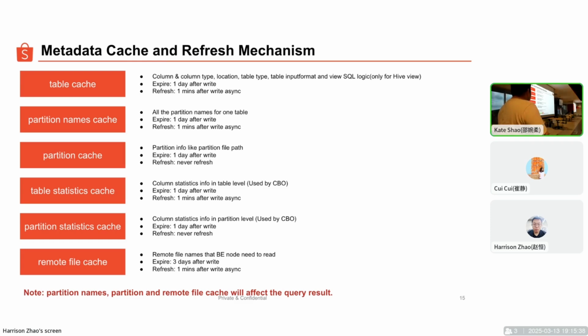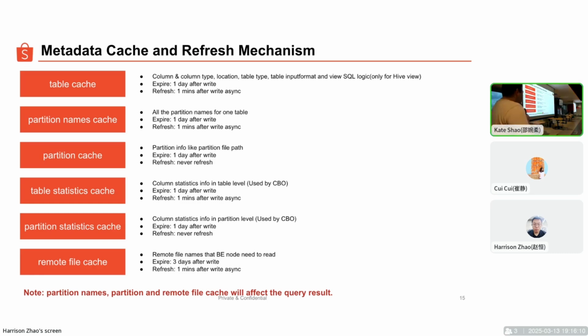The next will come to the expiry and the refresh mechanism. All the table-related caches will expire 1 day after the key is written. And as for the partition names and the table statistics cache, they will refresh asynchronously 1 minute after write. But the partition and partition statistics cache will never refresh.